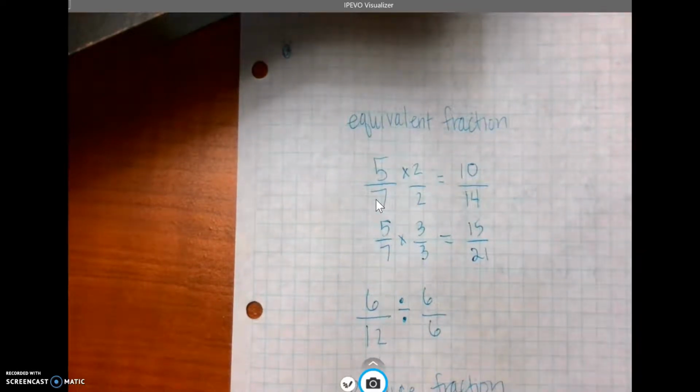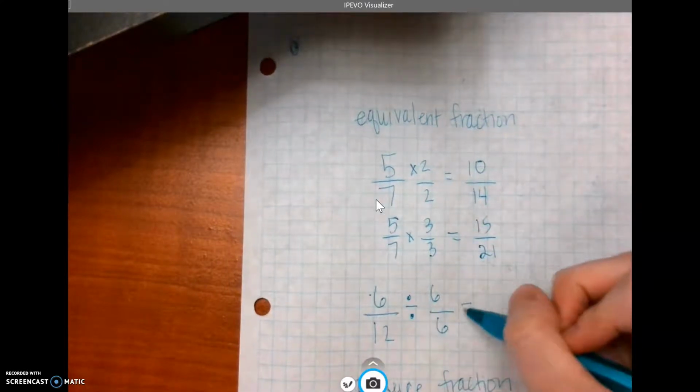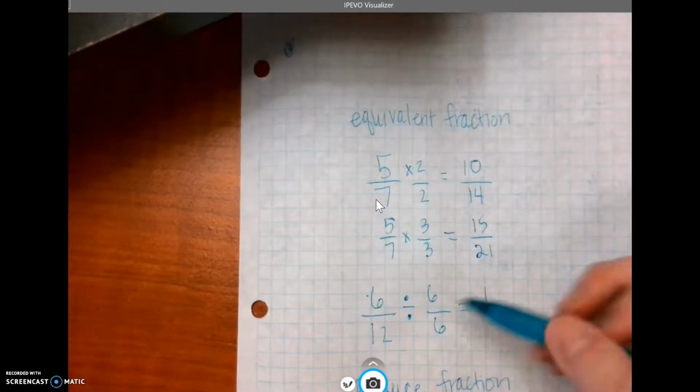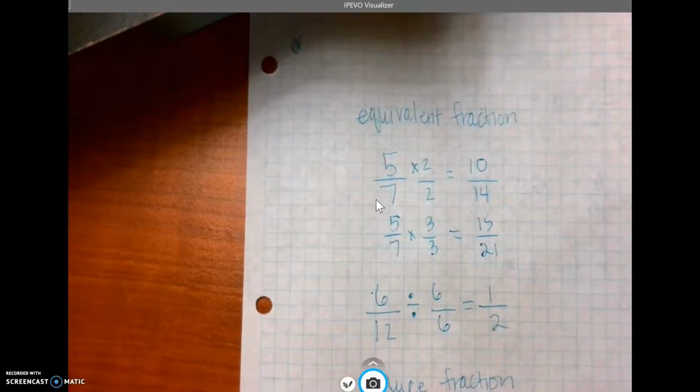I wouldn't want to divide by something they don't both divide by. That wouldn't make sense. You don't want any remainder. So 6 divided by 6 equals 1, and 12 divided by 6 equals 2. So an equivalent fraction to 6/12 is 1/2. 6 out of 12 is half.